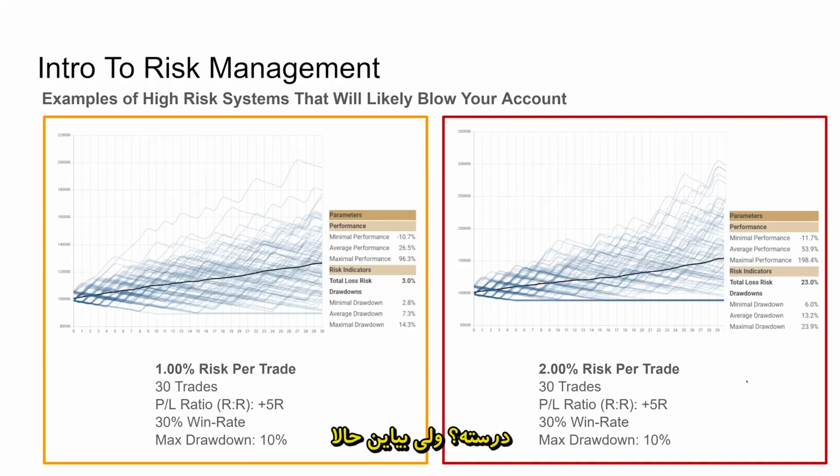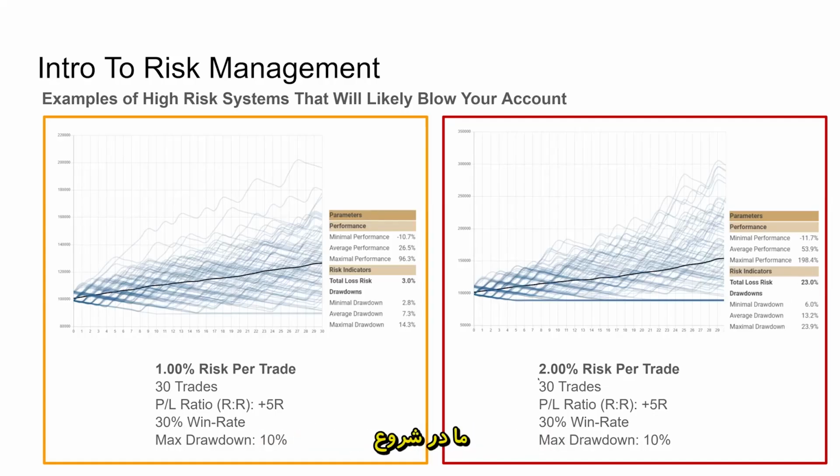But now let's look over here at this red box, and there's a reason I marked it red. We're risking 2% per trade. I was just talking about this on the previous slide. Why don't we want to risk 2% per trade? Look at the total loss risk here. Our risk of ruin is 23%. You literally have almost a 1 in 4 chance of blowing the account, risking this much, right?